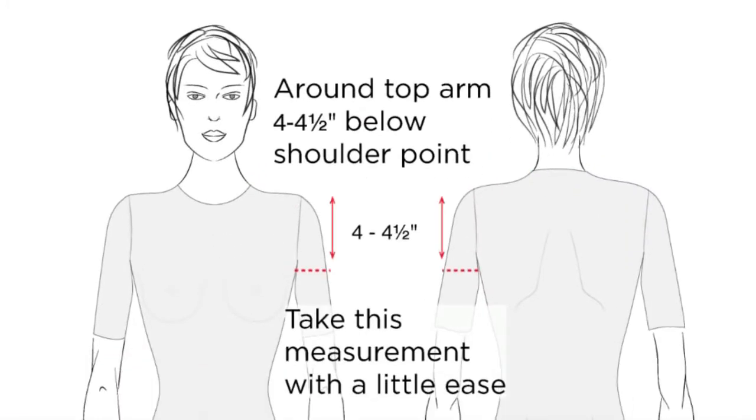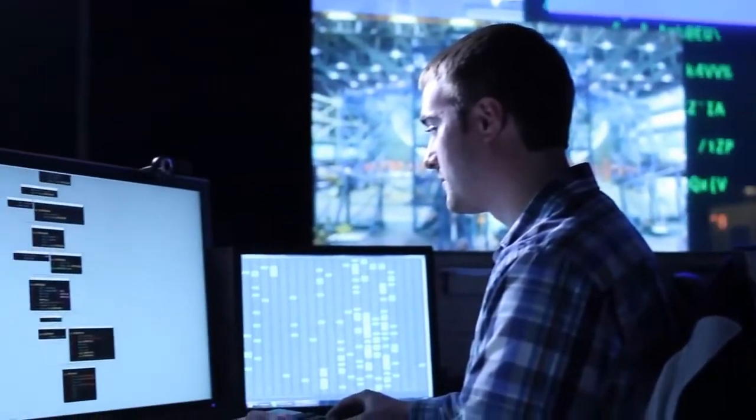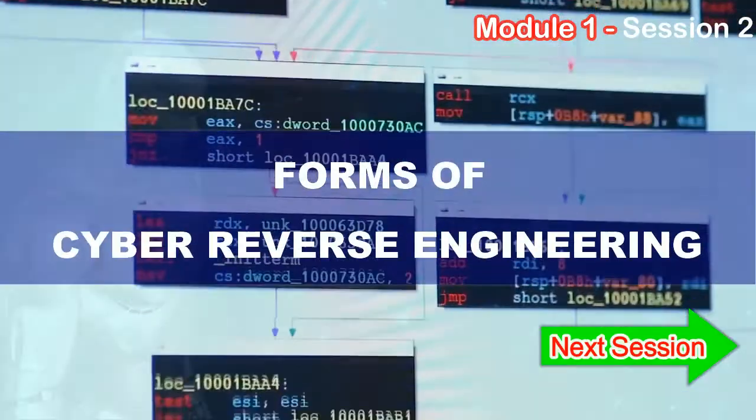So be at ease and be encouraged to try any of the forms of cyber reverse engineering, which we'll be learning in detail in our next lesson.